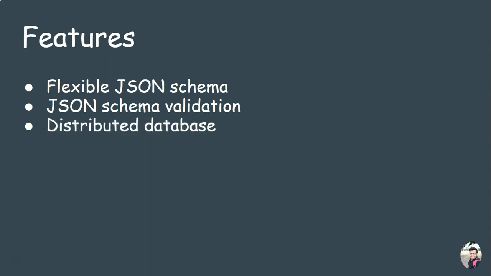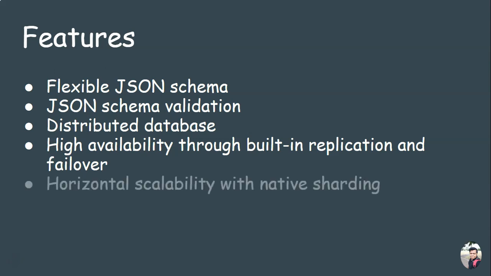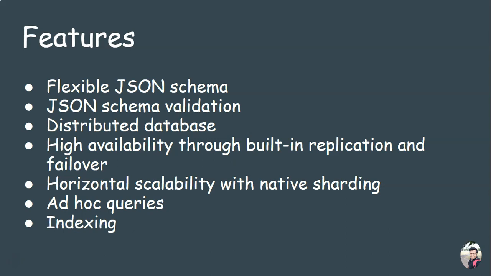MongoDB is a distributed database at its core. As a result, you get high availability, high scalability and geographical distribution with ease. High availability through built-in replication and failover, horizontal scalability with native sharding. MongoDB has a rich set of operators which you can use to write ad hoc queries. Indexing capability to improve the performance. You can create index on a particular field or a group of fields. And real-time aggregation which you can use to run analytics kind of workload.